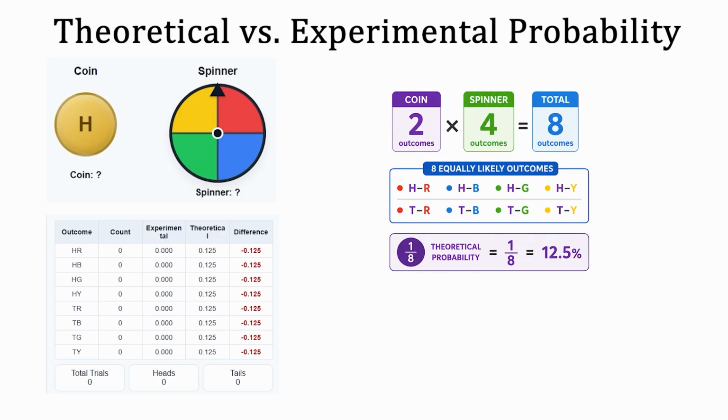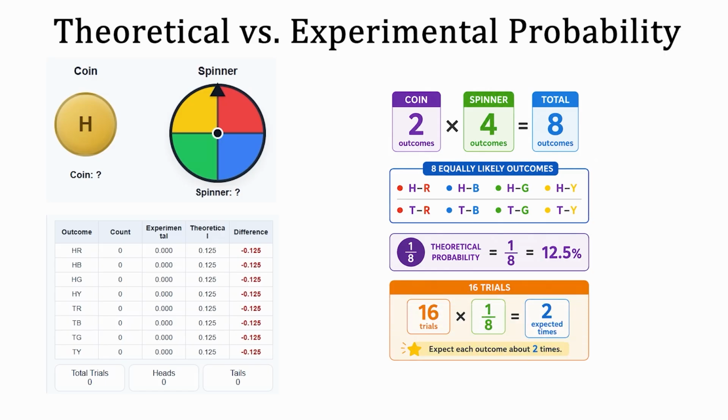All right, what we're going to do next is conduct 16 trials. Before we begin, let's make a prediction. Since each outcome has a theoretical probability of 1/8, we can determine its expected frequency by multiplying our 16 trials by 1/8. This tells us that we should expect each outcome to occur about 2 times during our 16 trials. Now remember, that's what we expect to happen in theory. The question is, will the actual results match those expectations?